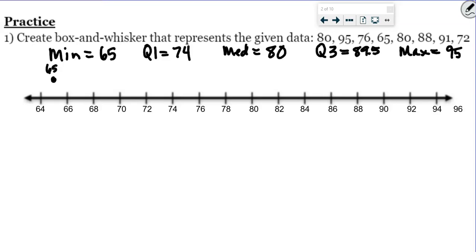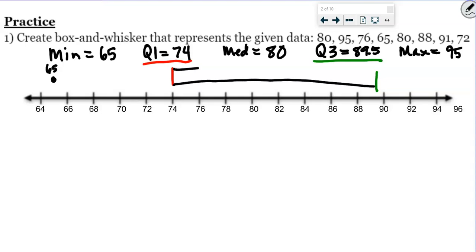Then our Q1 is going to be at 74, so that's right there. And so that's what I did in red. Okay, then we're going to go to our Q3, and that's going to be 89.5. So that's going to be a little bit below where 90 is. Okay, now I'm going to go ahead and close this box right here. Okay, so there's my box, not the prettiest, but it's okay.